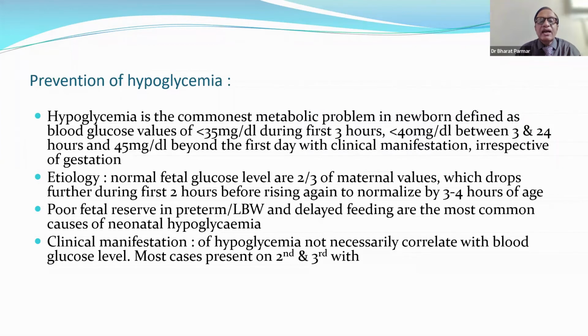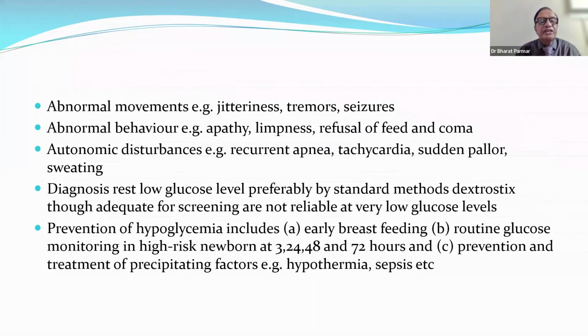and most cases present on the second and third day with abnormal movement, jitteriness, tremor and seizure, abnormal behavior, apathy, limpness, refusal of feeding and coma, autonomic disturbance, recurrent apnea, tachycardia, sudden pallor and sweating. Diagnosis is by detecting low glucose, preferably by a standard method. Dextrostix, though adequate for screening, is not reliable at very low glucose levels.